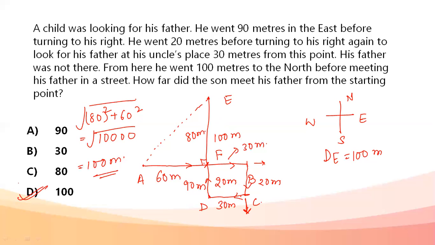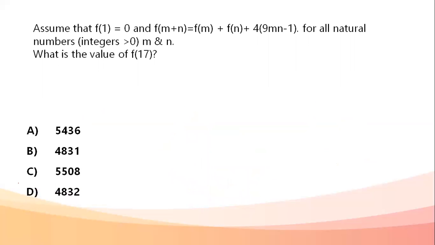Very simple. Only keep in mind the direction where we are moving. Next. Okay. Assuming f of 1 equals 0, f of m plus n is given to us as f of m plus f of n plus 4 into 9 into mn minus 1, for all natural numbers.